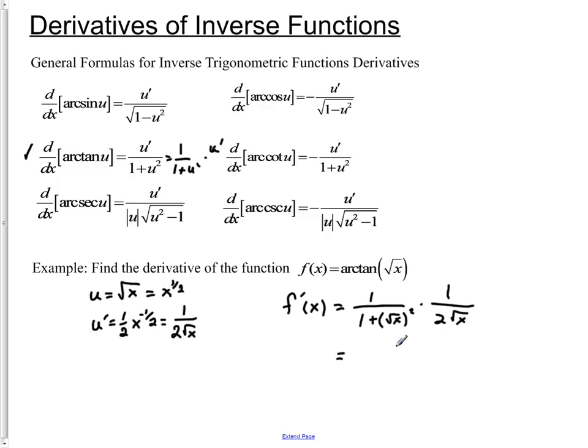We're going to end up with a single fraction, 1 divided by the quantity 1 plus x, times 2 times the square root of x. I'll take that 2 and move it in front, and I'll just take the square root of x and put it back here. And here is our derivative of the arctangent of the square root of x. And that's pretty cool that we can do that so quickly just using one of these formulas.